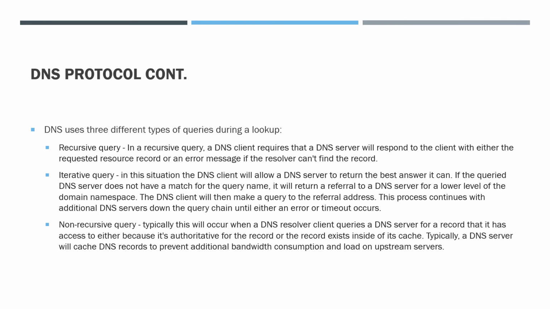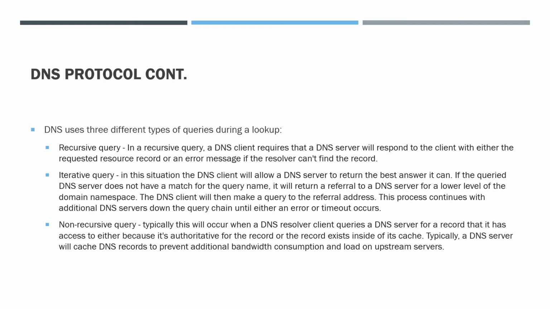Okay, so continuing on with DNS protocols. DNS uses three different types of queries during a lookup. There's recursive queries, iterative queries, and non-recursive queries. In recursive queries, a DNS client requires that a DNS server will respond to a client with either the requested resource records or an error message if the resolver can't find the record.